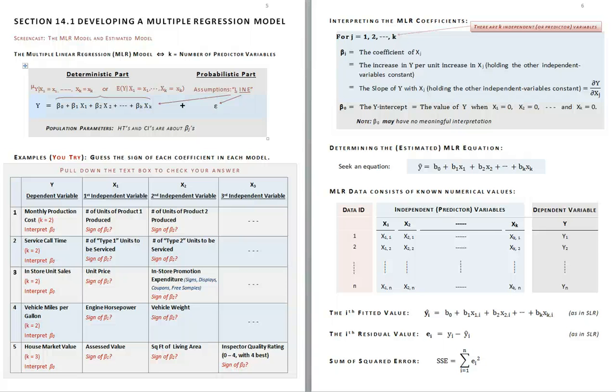This screencast is about the multiple linear regression model and fitting the multiple linear regression model. The deterministic part of the multiple linear regression model requires y to be expressed as a linear function of x1, x2 through xk. Beta 0 is the intercept term. Beta 1 is the coefficient of x1, beta 2 the coefficient of x2, through beta k the coefficient of xk. The deterministic part of the model is also referred to as the true regression equation.